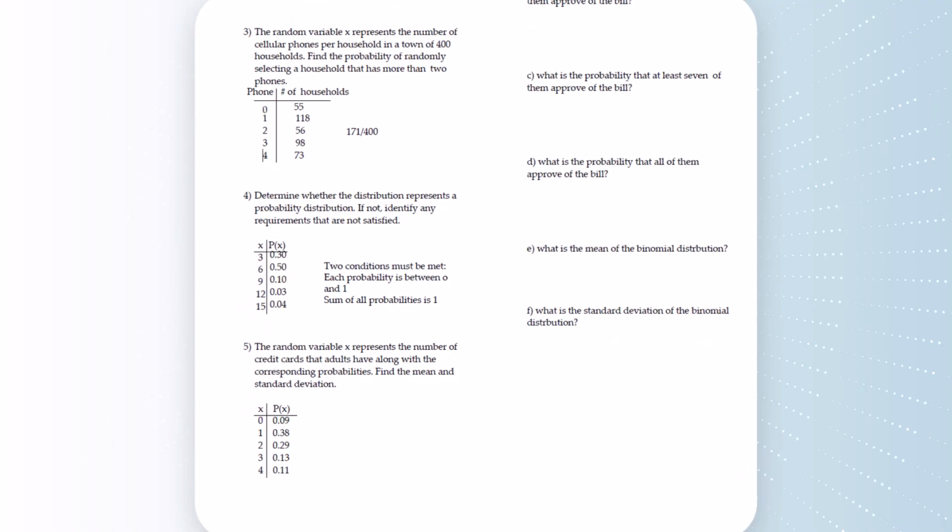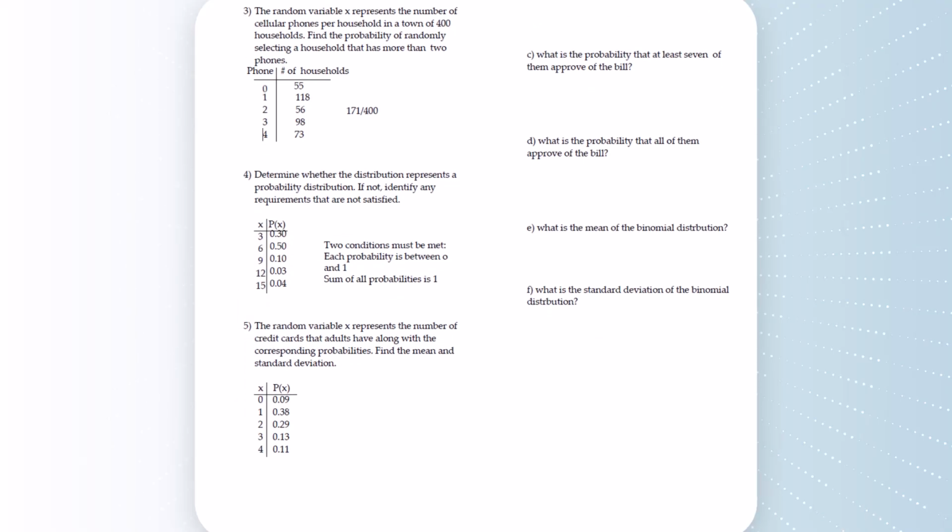Next question. The random variable x represents the number of credit cards that adults have along with a corresponding probability. Find the mean and the standard deviation. I'm going to show you how to find the mean and the standard deviation using StatCrunch for this one. So let me show you how we go about doing this in StatCrunch.